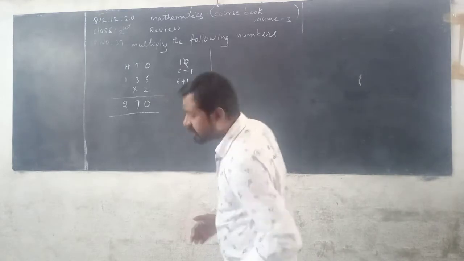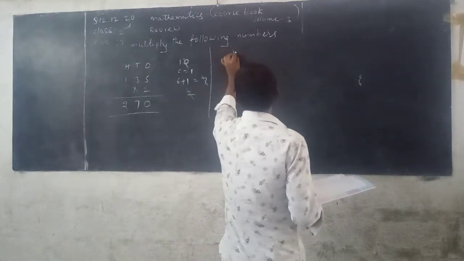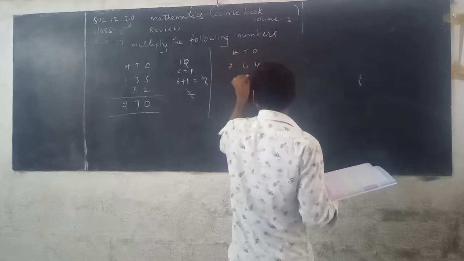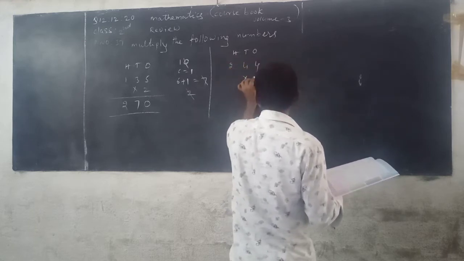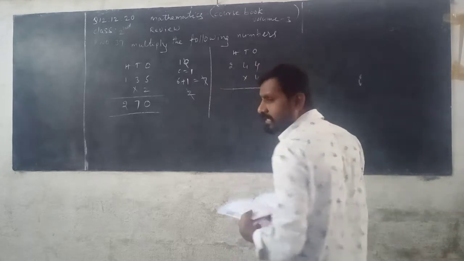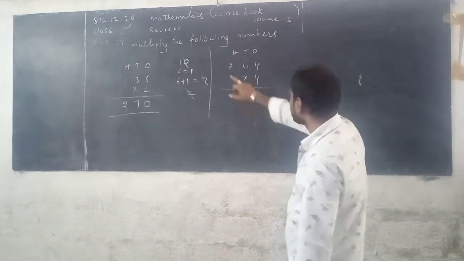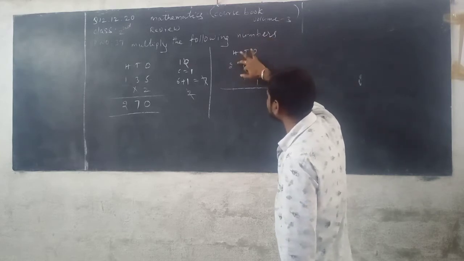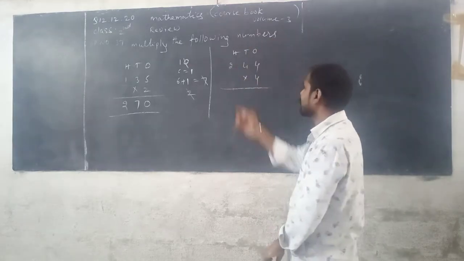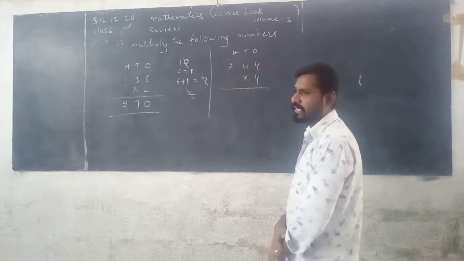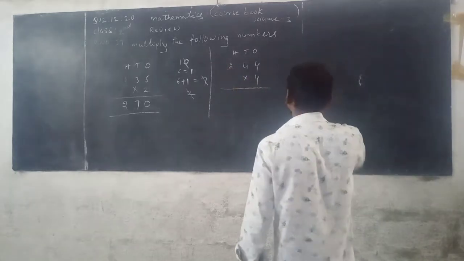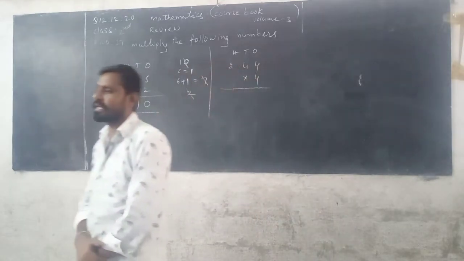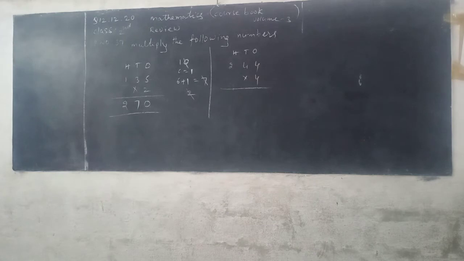Now next one is 244 into 4. See here, listen carefully. In 244, 4 is in the ones place, 4 is in the tens place, 2 is in the hundreds place. The given number 244 is multiplied by 4. That means you can read the 4 table. Did you understand, everybody?